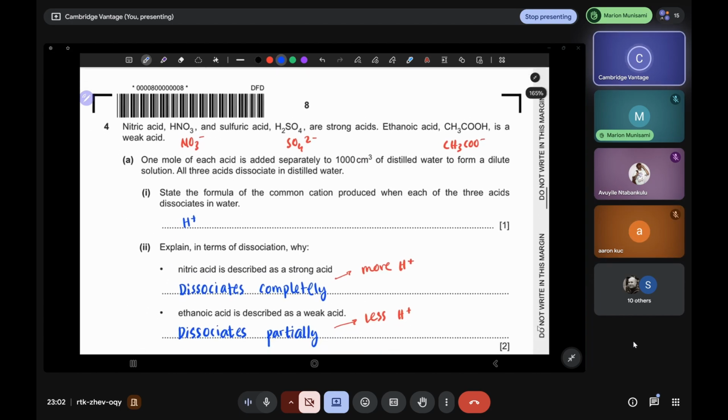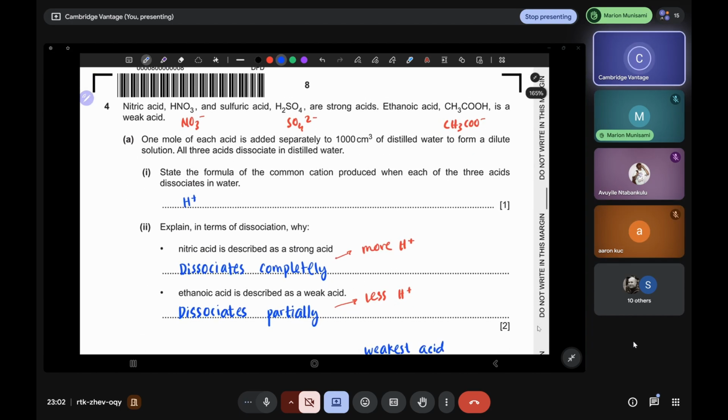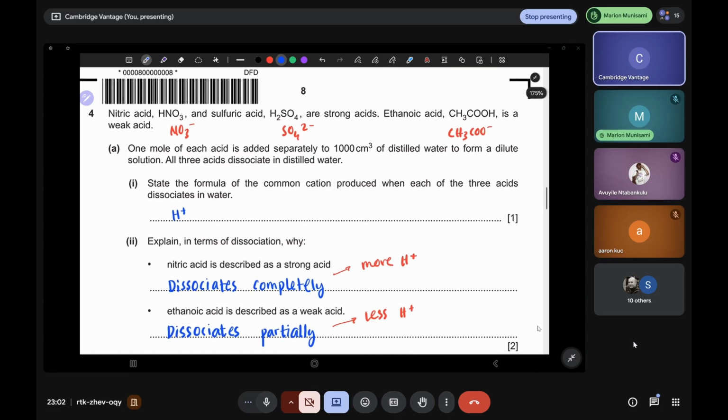All right, it's fine. Okay, we are at question number 4, and if I look at the time, we have 30 minutes remaining, unless I go over time. Let's see. So in question 4, what do we have? Nitric acid, HNO3, and sulfuric acid, H2SO4, are strong acids. Now, what is a strong acid? That dissociates completely. It's also written down there, but we'll see. Ethanoic acid, CH3COOH, is a weak acid.